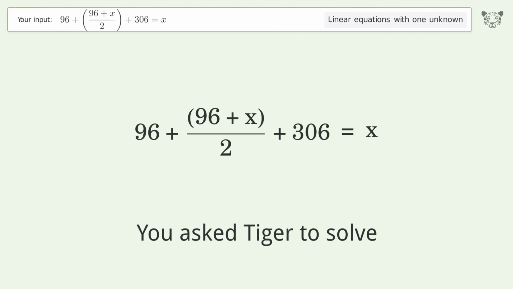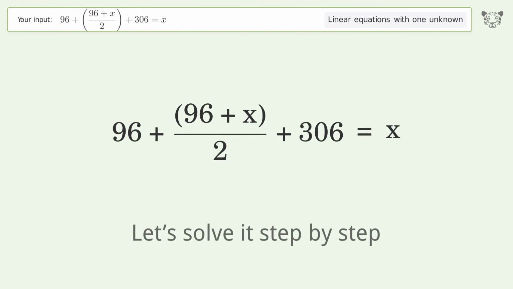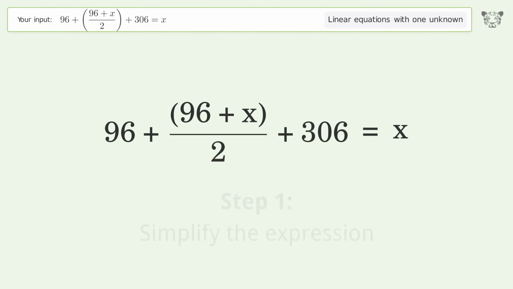You ask Tiger to solve. This deals with linear equations with one unknown. The final result is x equals 900. Let's solve it step by step. Simplify the expression. Group like terms.